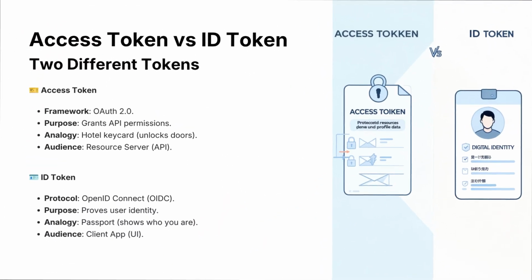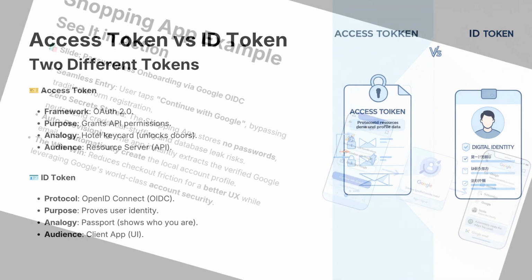An access token allows an application to access protected resources such as your email or profile. An ID token proves the user's identity. Think of the access token as a permission slip and the ID token as a digital identity card. Understanding this difference is important for every architect.